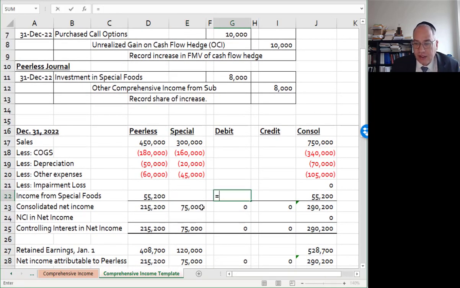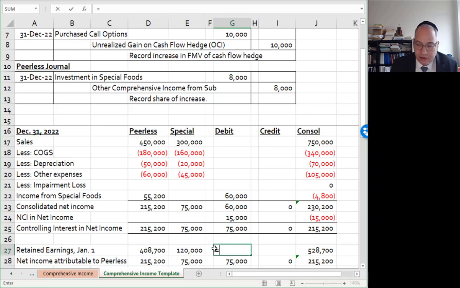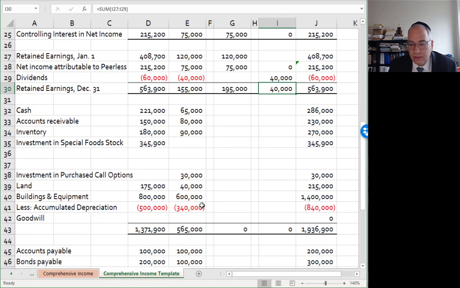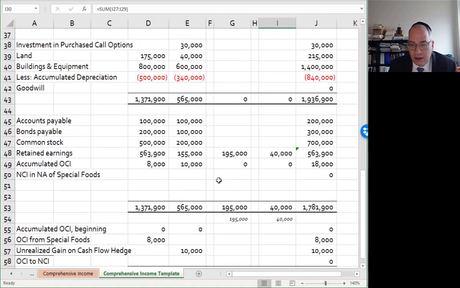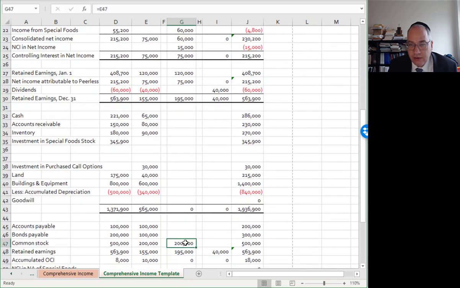I'm going to debit consolidated income for $75,000 times 80%. I'm going to debit non-controlling interest in net income for $75,000 times 20%. I'm going to debit retained earnings for $120,000. I'm going to credit dividends for $40,000. And I'm going to debit common stock for $200,000. So this is just like we did before. I'm going to make this small so you can see everything that I'm doing.